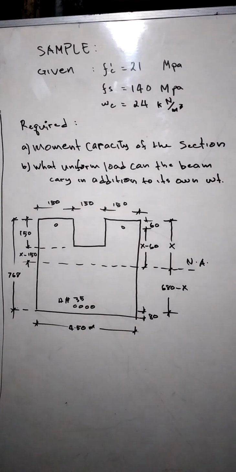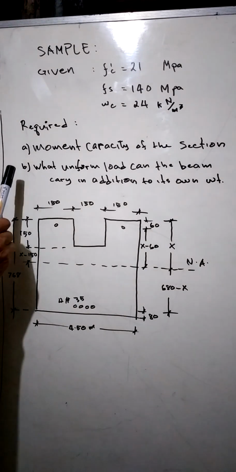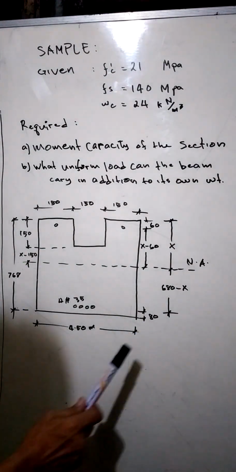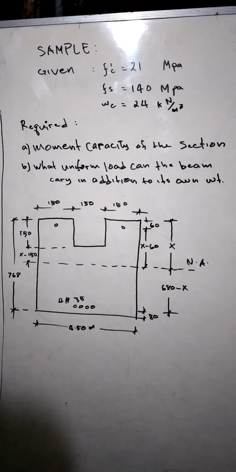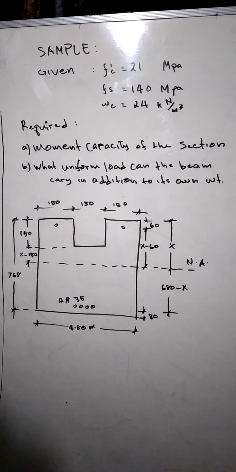Hi, good evening. This video is a continuation of the last video, or the first video, and this is a sample problem of the transform section method. We have given here, and the required are the moment capacity of the section. This is the section, cross-sectional area of the beam, and what uniform load can the beam carry in addition to its own weight.